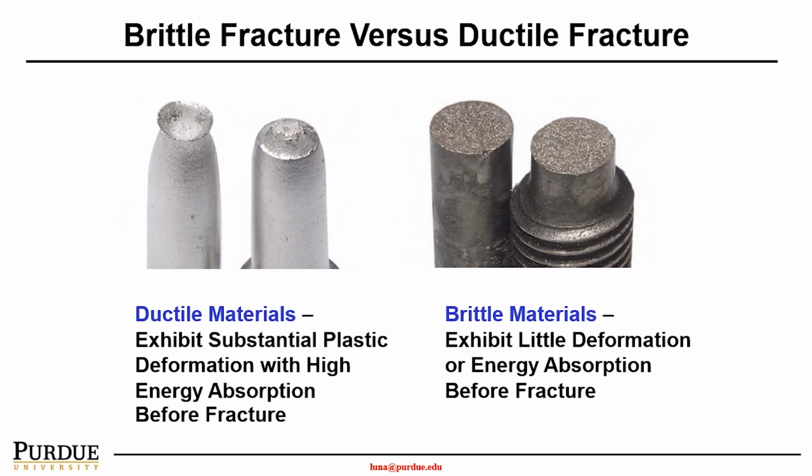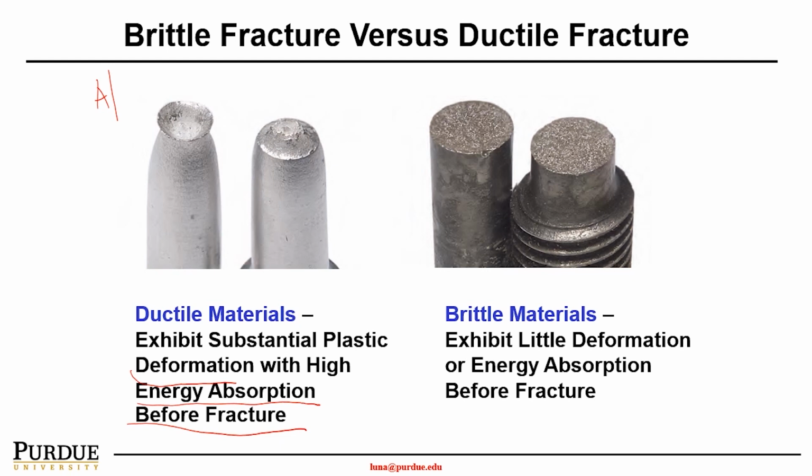And another reason is the material's property. There are generally two types of material. One, we call it the ductile. Ductile material exhibits substantial plastic deformation with very high energy absorption before fracture. As been showing on the left, this is aluminum.